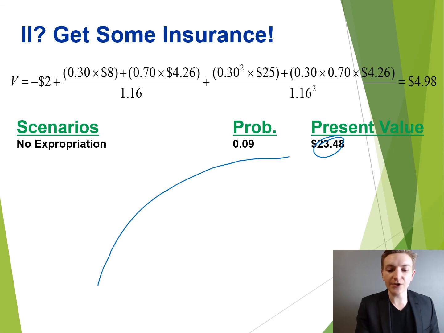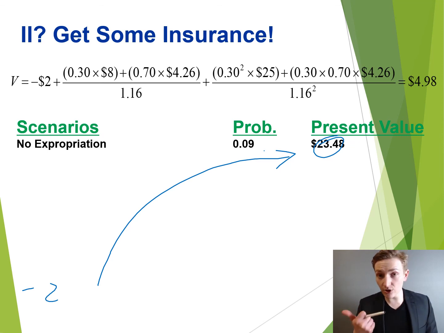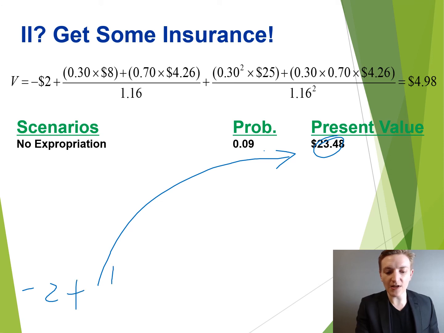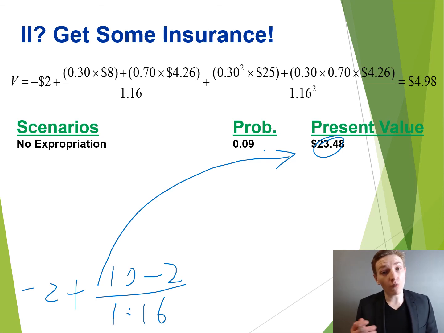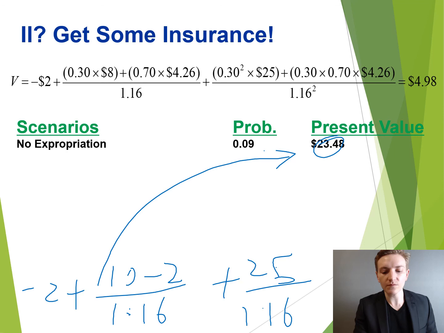Now that's effectively going to come from the following. We've got minus $2 in the first year. Then in our second year, we have a $10 cash flow, but we still have to pay $2 insurance. So we add on the $10 cash flow minus $2 insurance and discount it back 1 year. Then in the next year, we have our $25 cash flow, and we discount that back 2 years. So we end up with that present value of $23. Much the same process as before, but now we've had our insurance premiums.